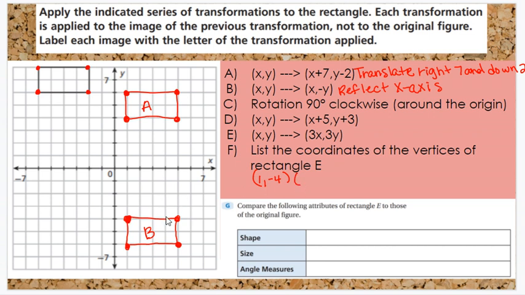My next ordered pair is at 1, negative 6. This ordered pair is at 5, negative 4. And this bottom point is at 5, down 6, so 5, negative 6. All right, so we're going to use our rule for 90 degrees clockwise. What was our 90 degree clockwise rule? Take your paper and look at your notes for your 90 degree clockwise rule.